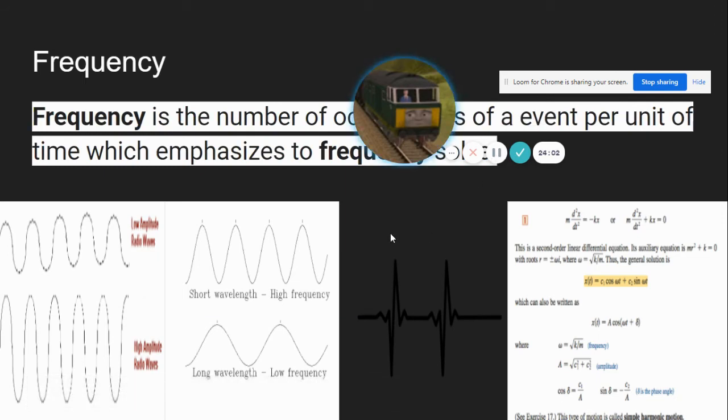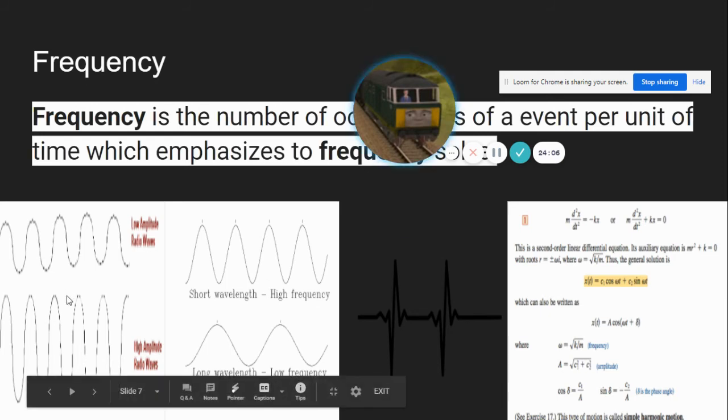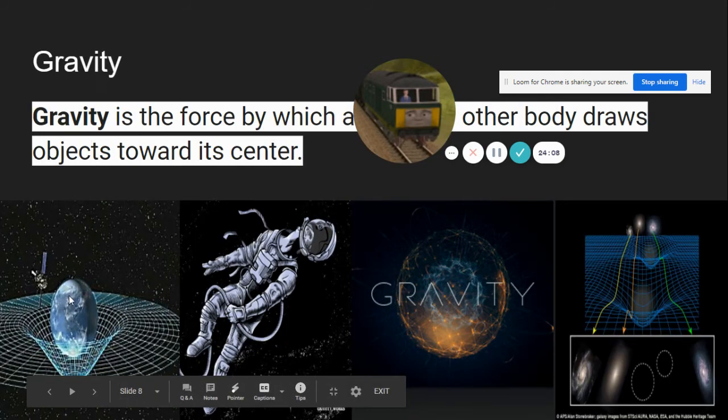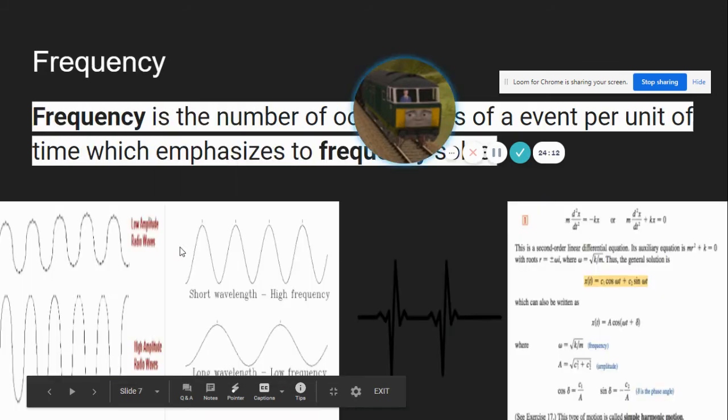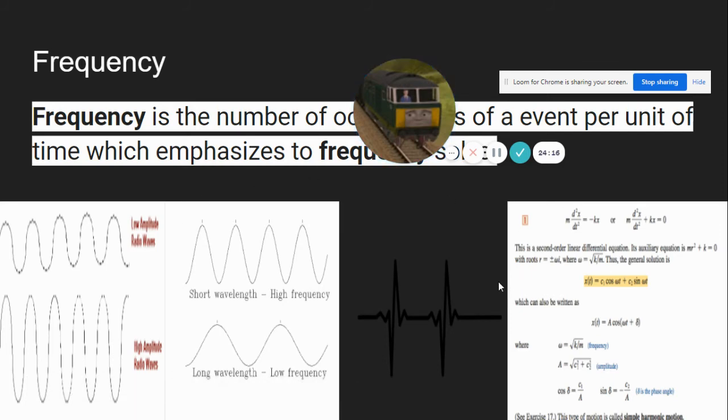Okay, so what do you think that represents? What does that remind you of? Like I said, just remember, in the comments, if you guys want to answer this.